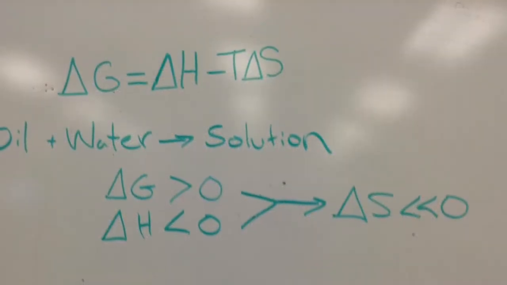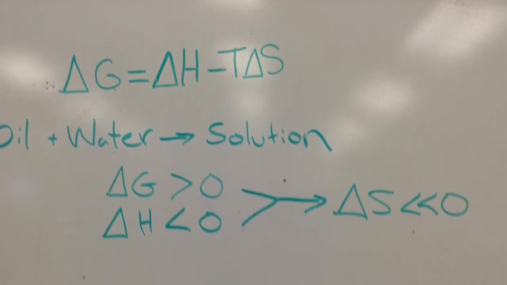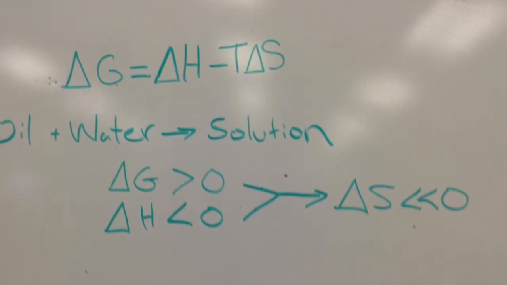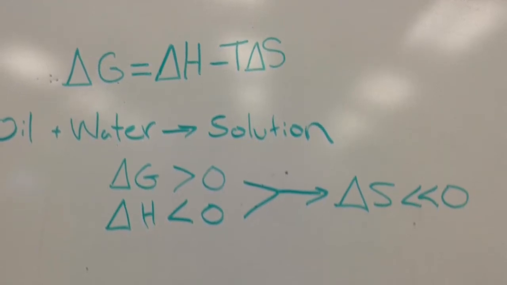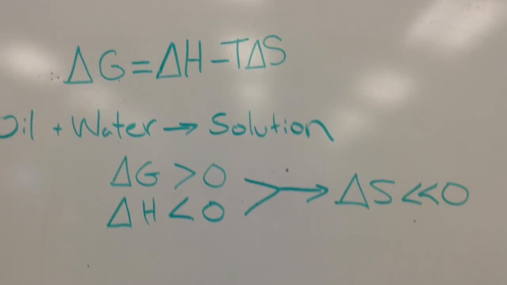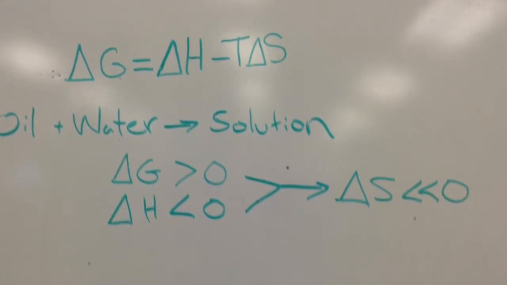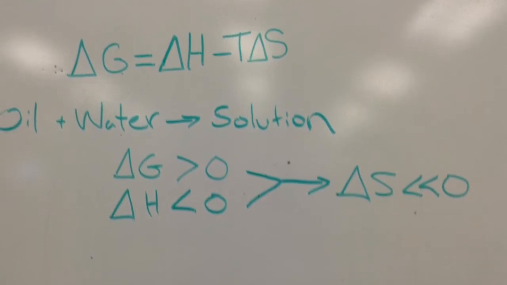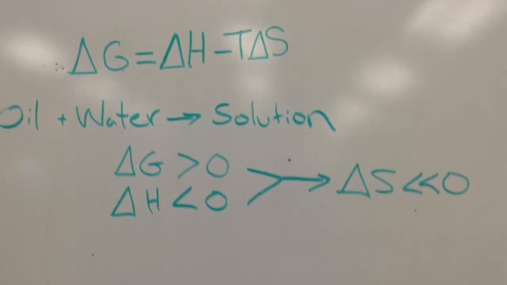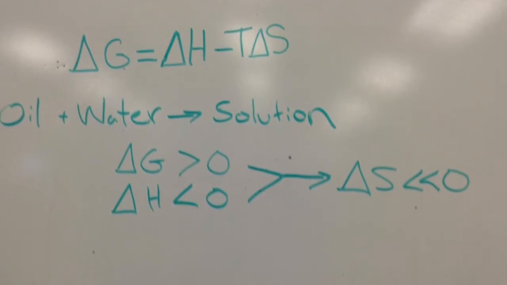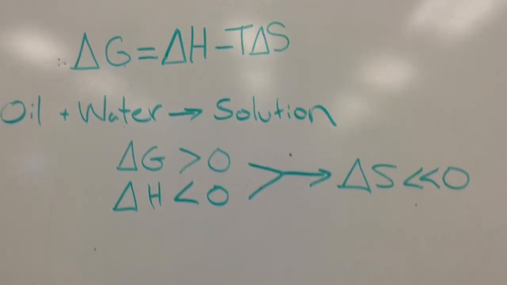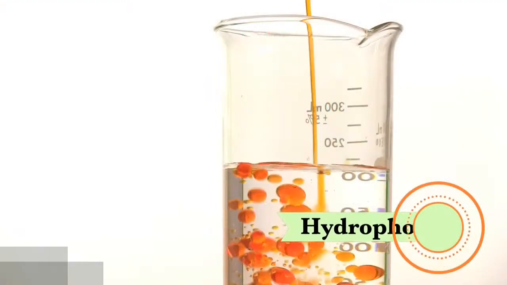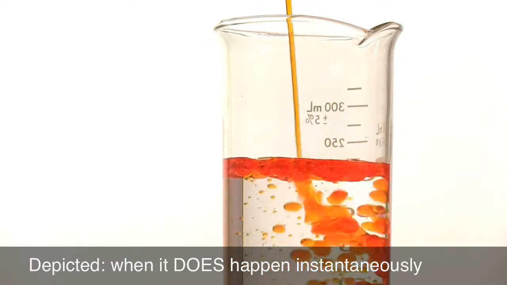One more interesting thing about hydrophobicity is the way in which it relates to entropy. An equation that relates the entropy of a reaction to its enthalpy, or total energy, and the free energy in the reaction is delta G equals delta H minus T delta S, as you see here, where delta G is the free energy, delta H is the change in enthalpy, T is the temperature, and delta S is the change in entropy.